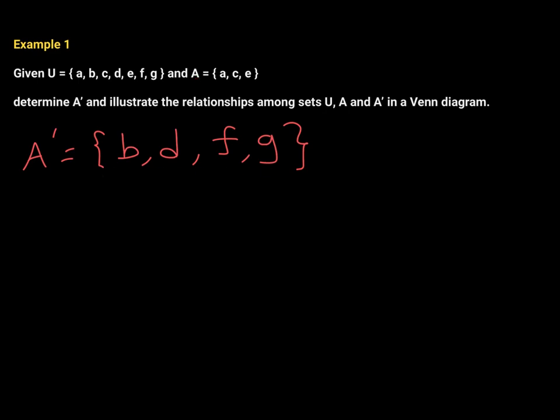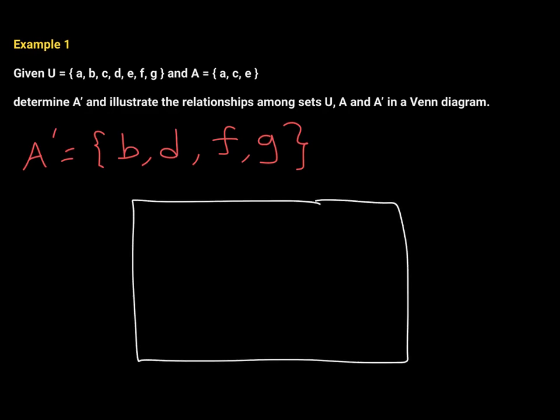So now we have the complement of set A. What we'd like to do now is to draw a Venn diagram illustrating the relationships between these three sets. So let's do this. Here's our universal set. Let's label that. All right. Let me draw set A right here in the middle. Let me label that set A here.